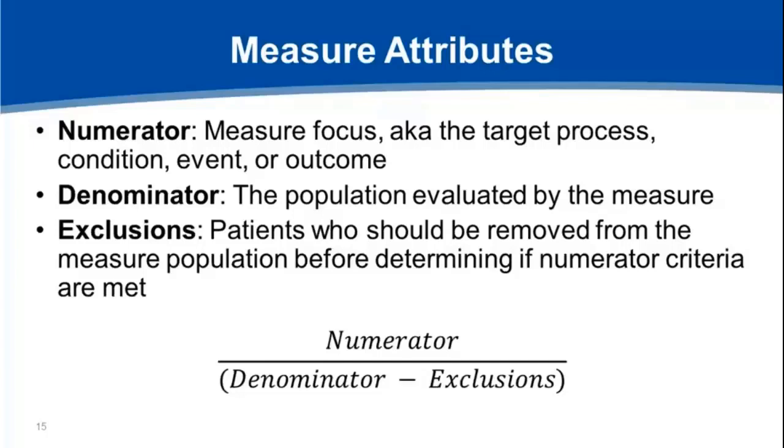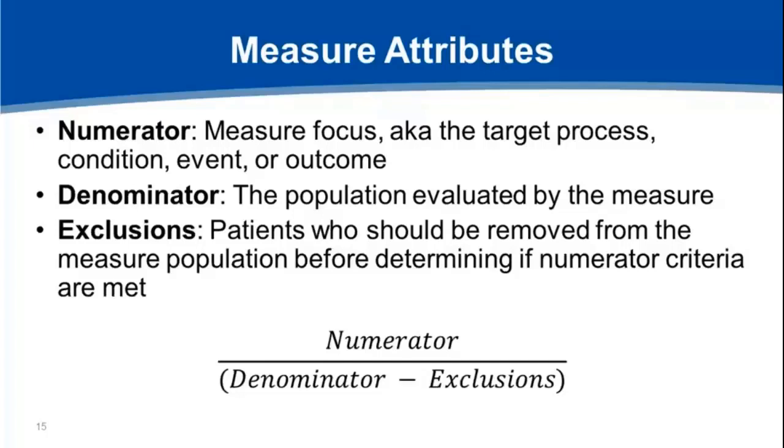And then finally, there are the measure exclusions. These are patients that should be removed from the measure population before determining whether the numerator criteria are met. There's also such a thing as a numerator exclusion or an exception, and of course there are other attributes I referenced on the previous slide that dictate how the measure is scored and what patients are included in the calculation.